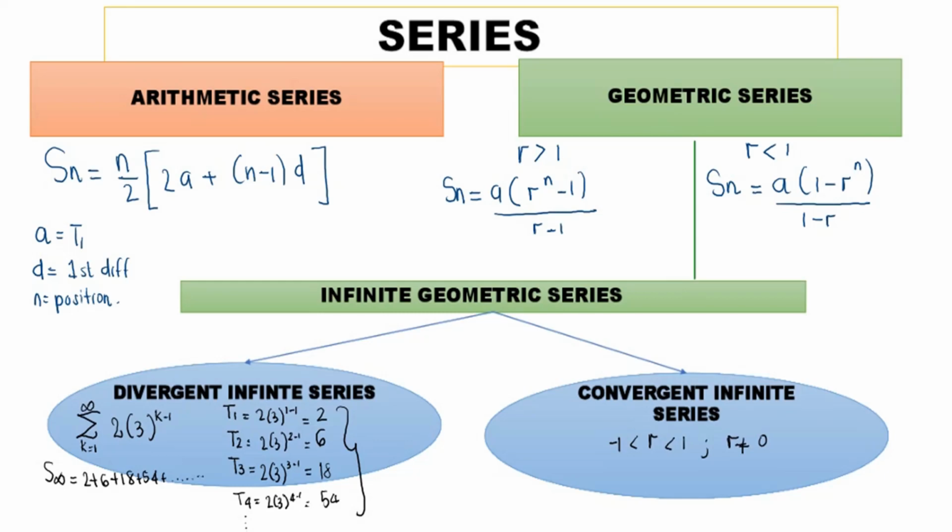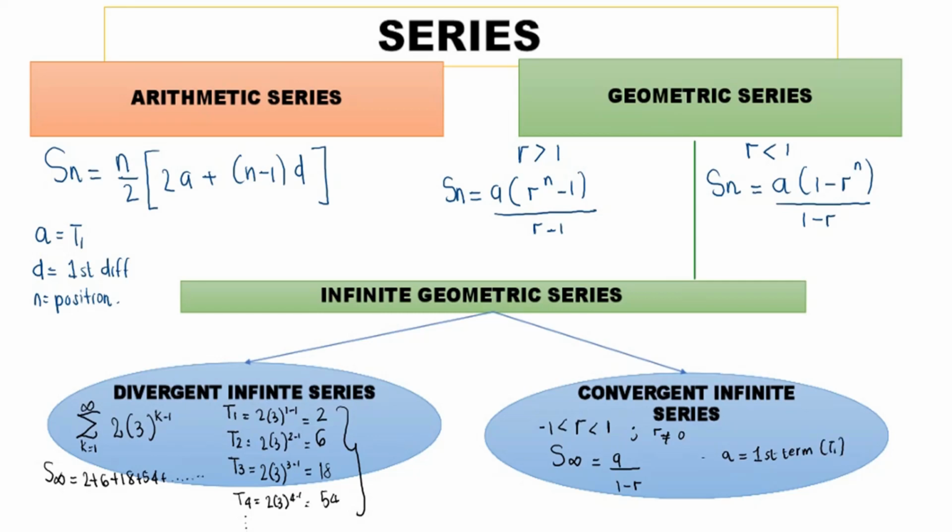And when you have a convergent infinite geometric series and we want to get the sum of it, you can use the formula: sum to infinity is equal to a over 1 minus r, where your a is the first term, or your T1.